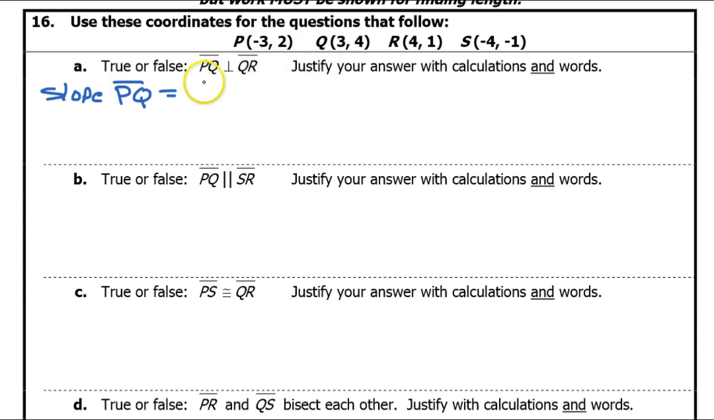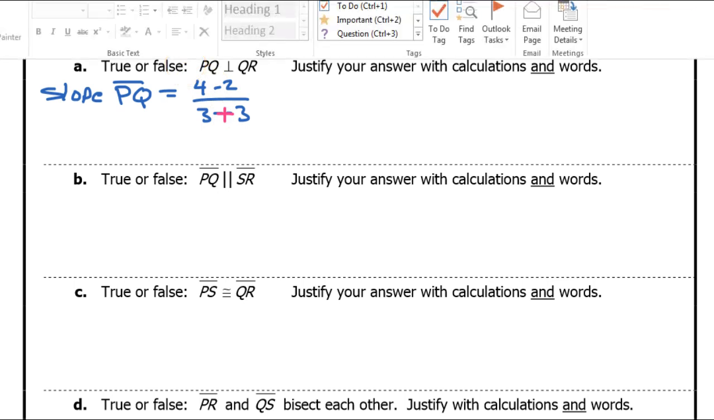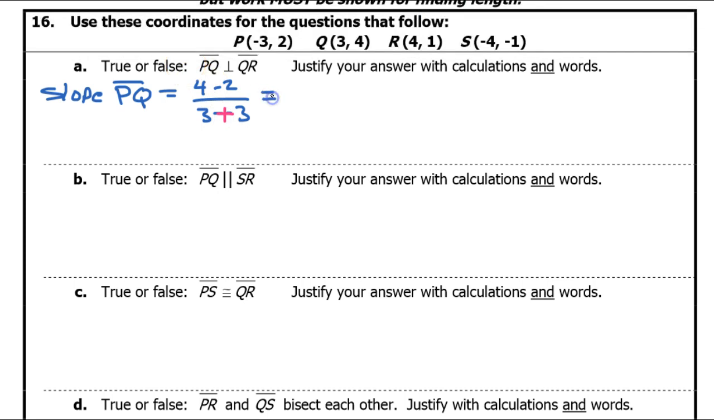Now we know that slope is y minus y over x minus x. So that's going to be 4 minus 2 over 3 minus negative 3. So 3 minus negative 3. We have learned that minus and negative is really addition. So this is going to give us 2 over 6, which simplifies down to 1/3. Alright, that is the slope of segment PQ.